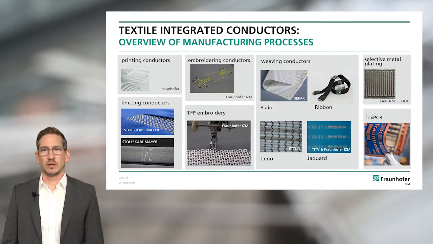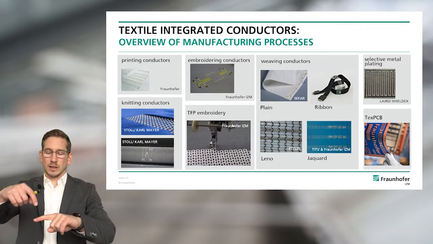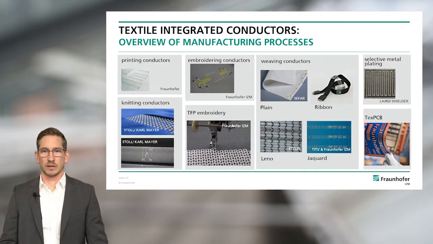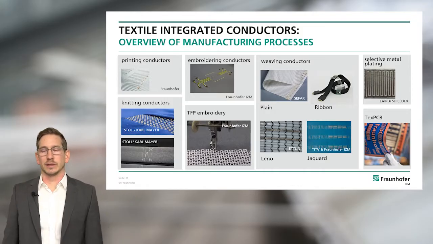There you're a bit limited in the material choice, so you cannot use, for example, Litz wires or thicker wires with the insulation. But to do that, you need to do a specific derivative of embroidery, so you use tailored fiber placement, and with this technology, basically, the material of choice is sewn onto any kind of textile substrate, and it offers a huge freedom of design. You can basically integrate any kind of circular material onto this substrate.